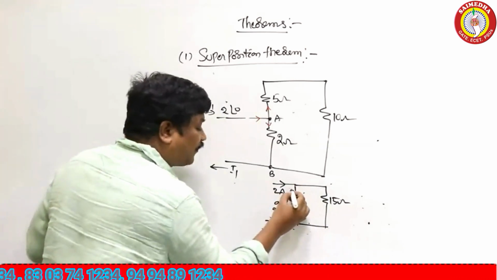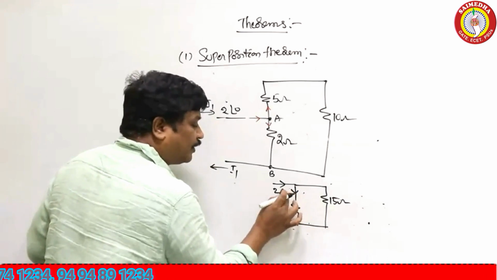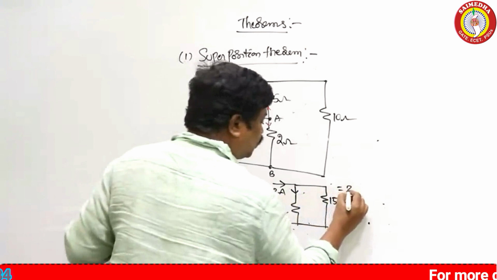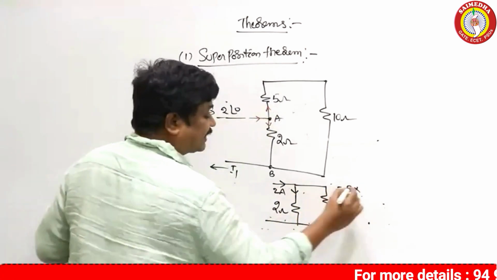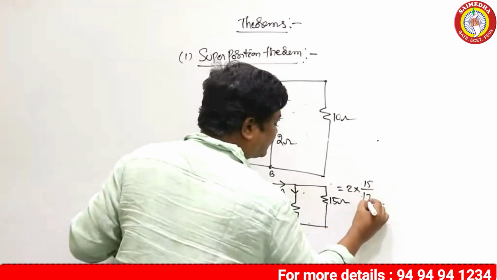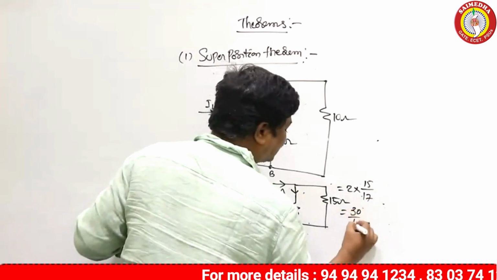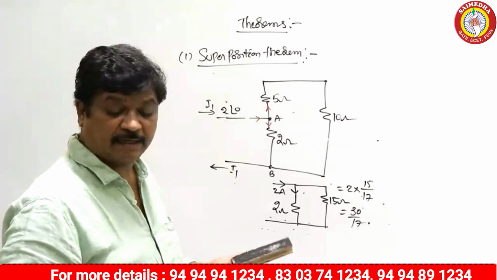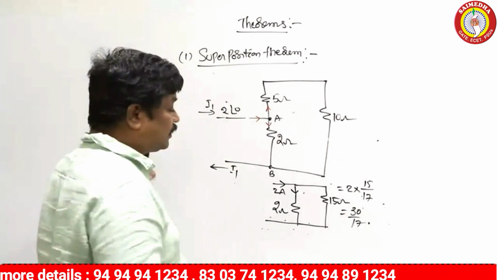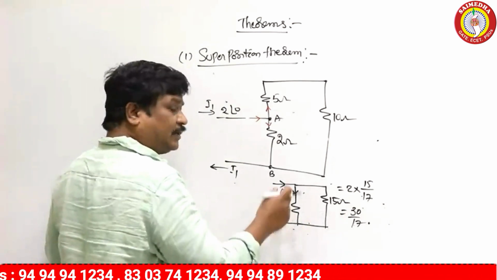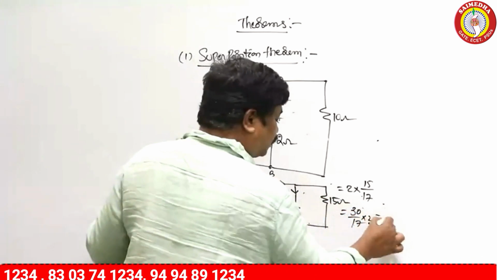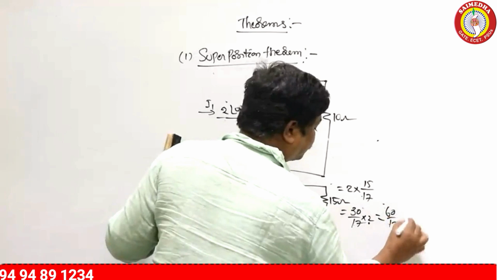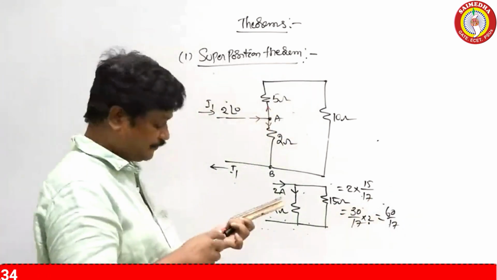Now we want to find the current that passes through 2 ohms. Nothing but the current divider formula you can apply. 2 into opposite resistance, 15 divided by 17, is 30 divided by 17. So 30 divided by 17 is the current. For voltage, you have to multiply with 2, because we need voltage. 60 divided by 17.